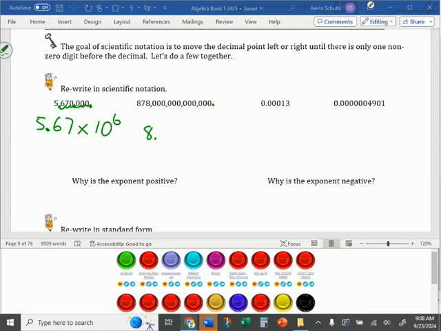Let's go in groups of 3. 3, 6, 9, 12, and then 2 hops to get right there. That's a total of 14 jumps. So 8.78 times 10 to the 14th power would be scientific notation.